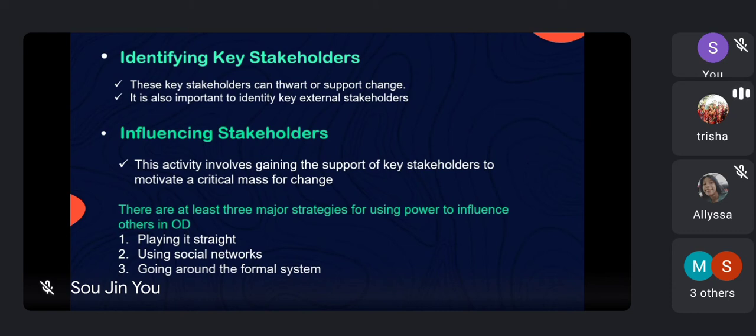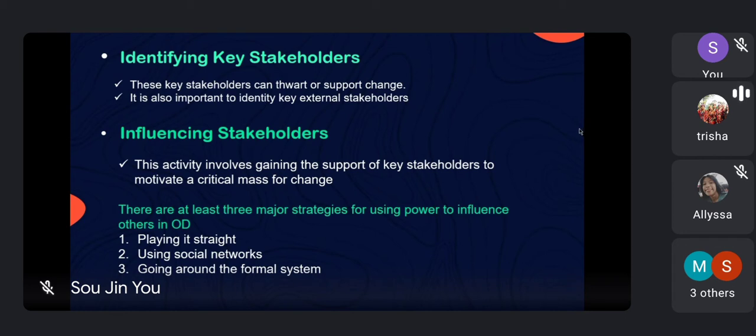Yung una is playing it straight. It is very consistent with an OD perspective, and it is the most widely used power strategy in OD. It involves determining the needs of particular stakeholders and presenting information about how the change can benefit them. Sunod naman, strategy using social networks. It's more foreign to OD and involves forming alliances and coalitions with other powerful individuals and groups, dealing directly with key decision makers and using formal and informal contact to gain information.